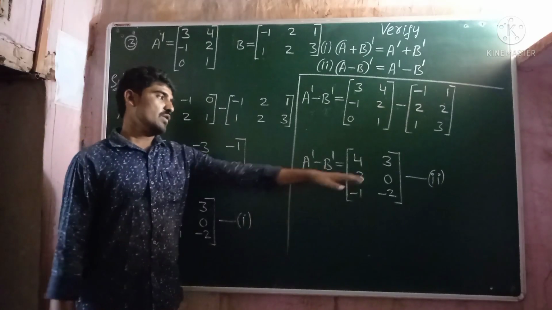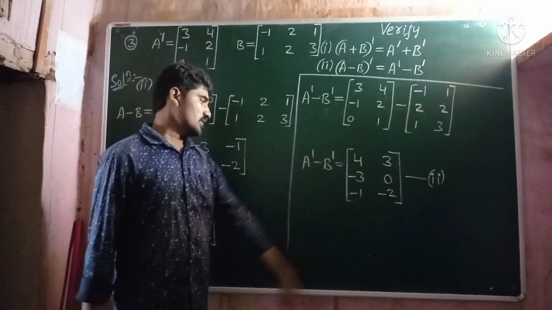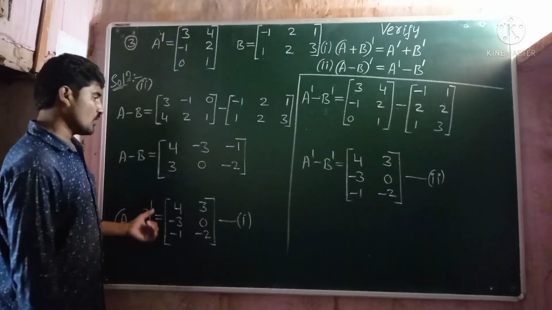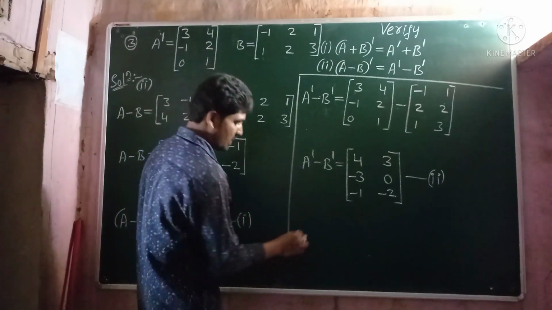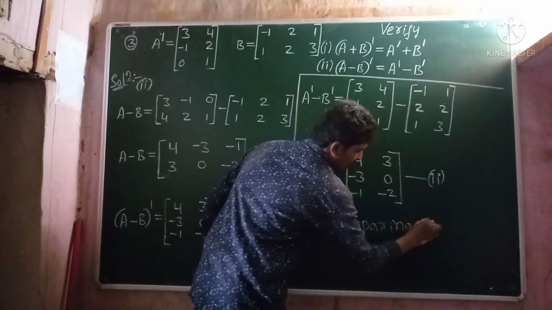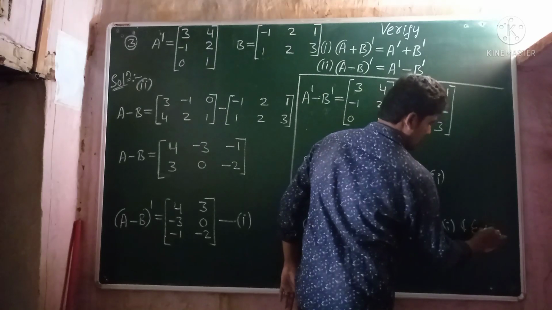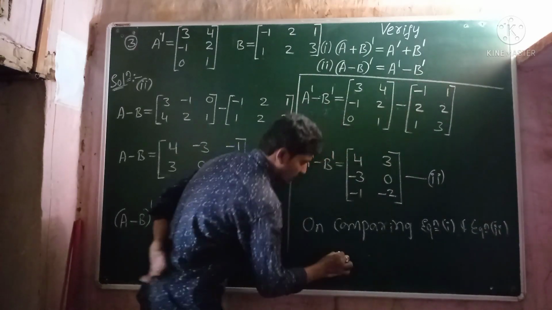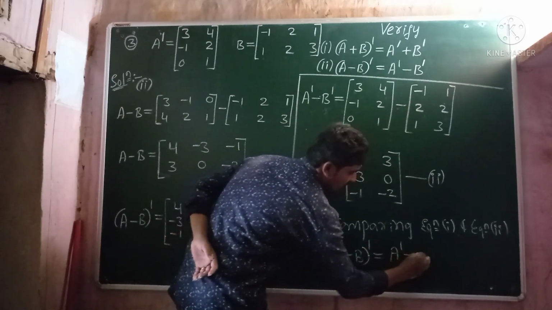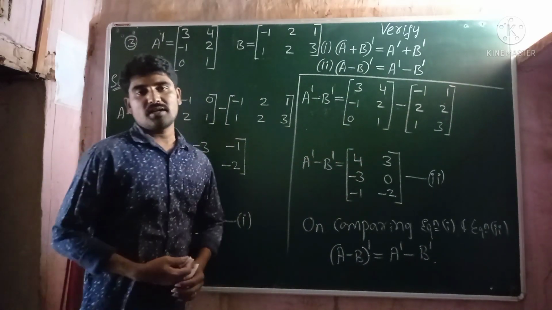So I am comparing equation 1 and 2. 4, 3. Minus 3, 0. Minus 1, minus 2. So both the matrices are equal: A minus B whole dash is equal to A dash minus B dash. So on comparing equation 1 and equation 2, the transpose of the matrix A minus B is equal to the transpose of matrix A minus the transpose of matrix B. I hope all of you understood. If possible, take a note.